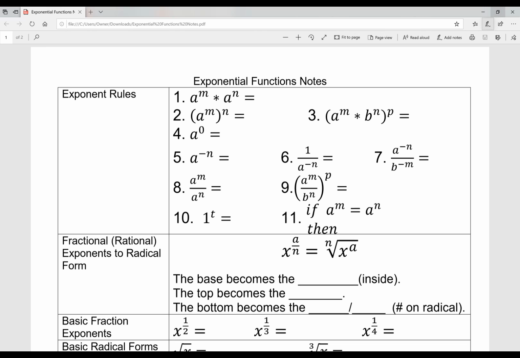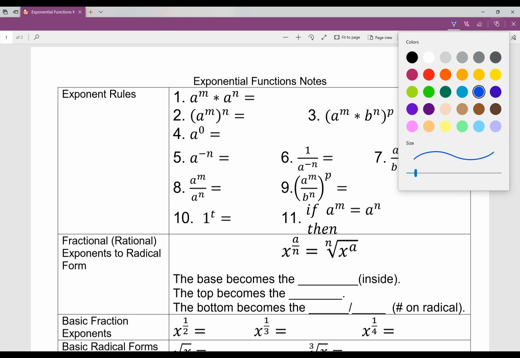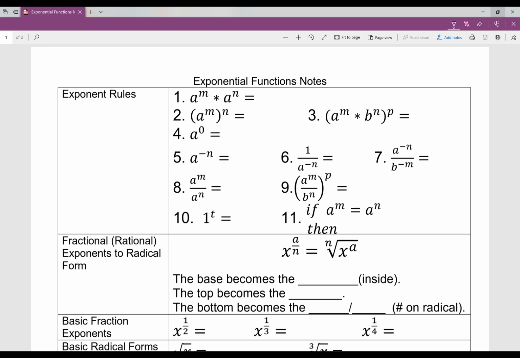So let's start out with a to the m times a to the n is a to the m plus n. And if you have a to the m raised to the n, that's a to the m times n.